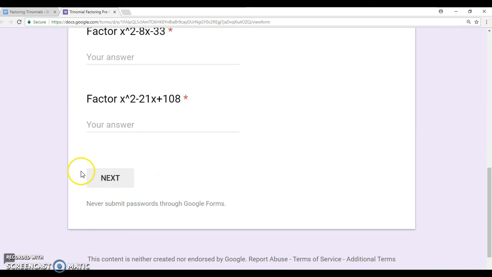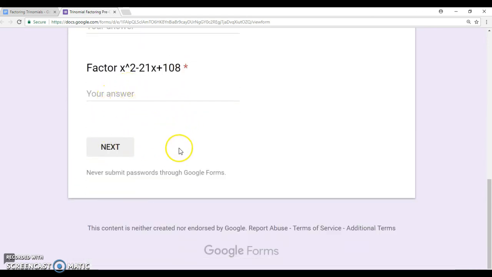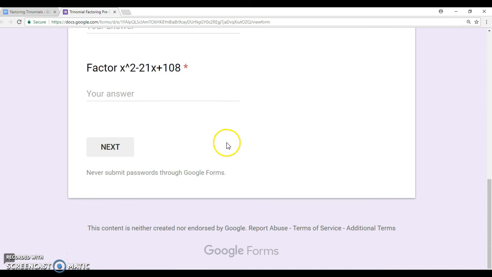Once you do those, and you have to answer them all, so even if you can't get them, just type something in the blank, but try to get them. If you click next, the answers are on the next page, and then there are some questions that you need to answer.